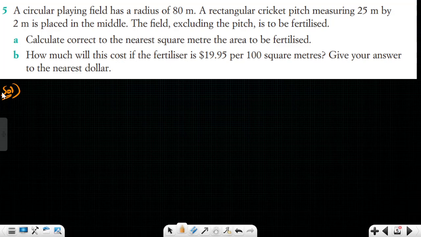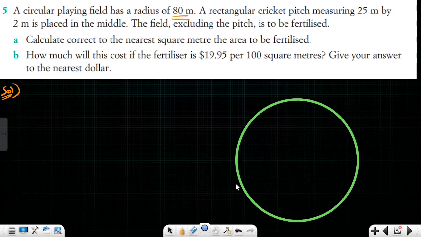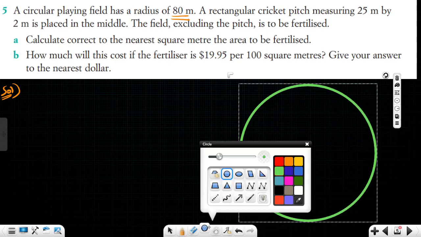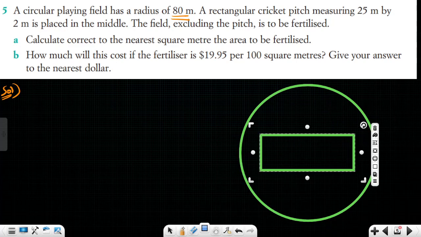A circular playing field has a radius of 80 meters. A rectangular cricket pitch measuring 25 by 2 meters is placed in the middle, just like our stadiums. This is a big stadium, and inside it a rectangular cricket pitch is kept. This is 25 meter, and this is just 2 meter. The radius is 80 for the circular field.